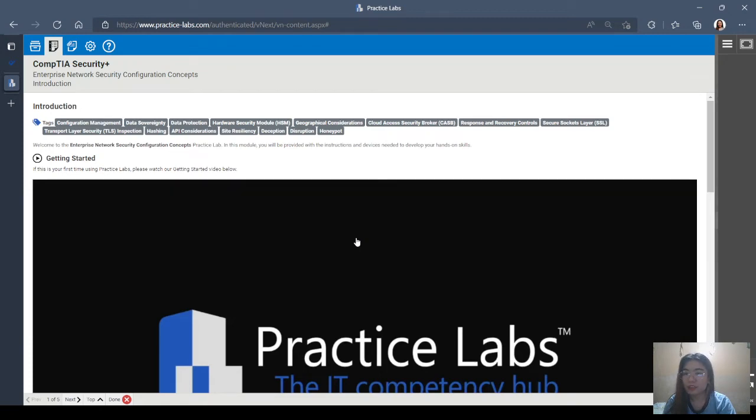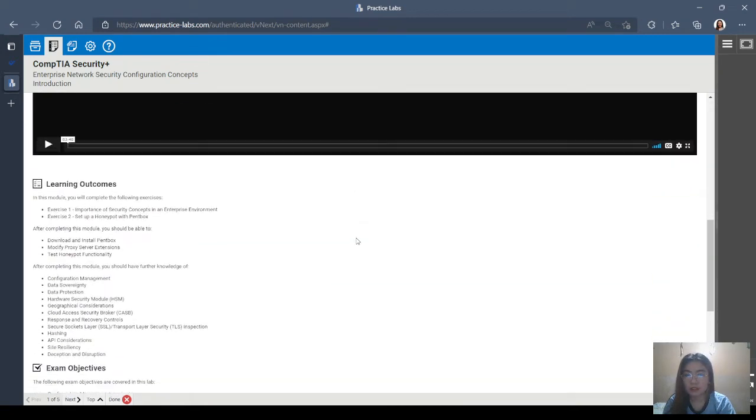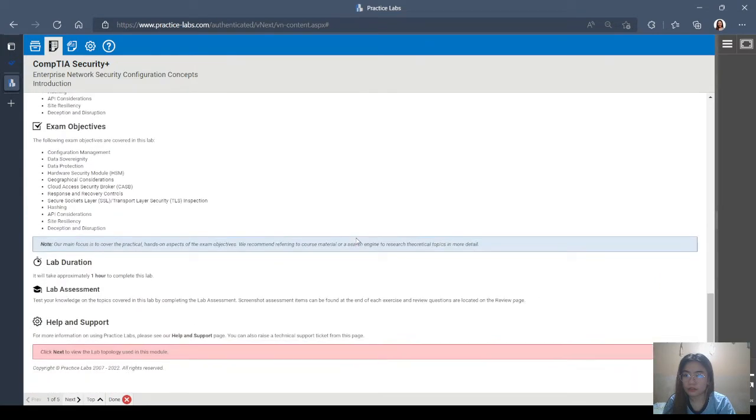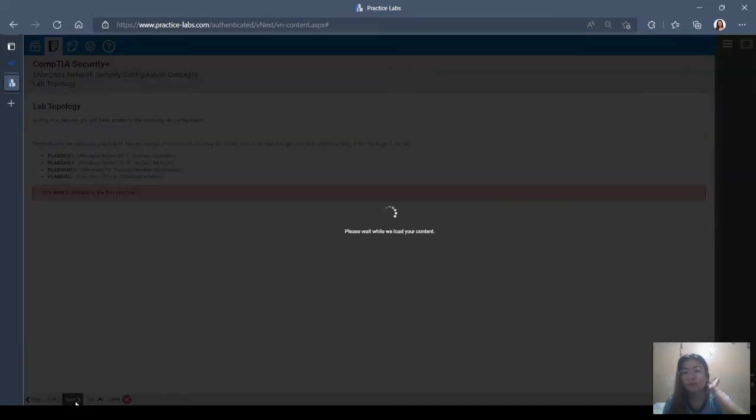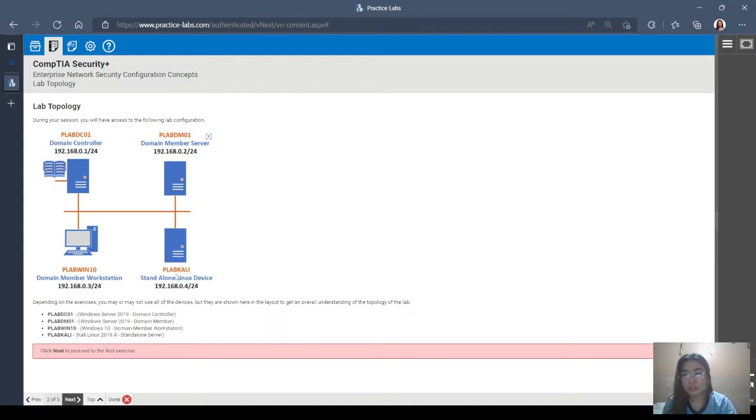Enterprise network security configuration concepts. Lab topology. During your session, you will have access to the following lab configuration. Depending on the exercises, you may or may not use all of the other devices, but they are shown here in the layout to get an overall understanding of the topology of the lab. Philip DC1, Philip DM1, Philip Win10, Philip Carry.